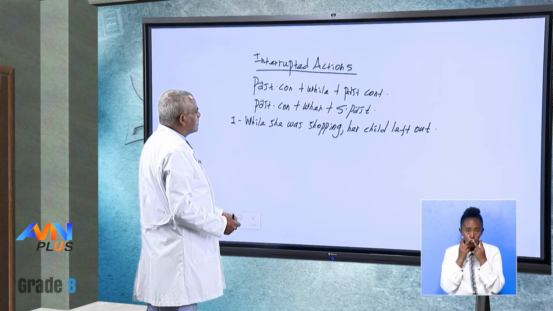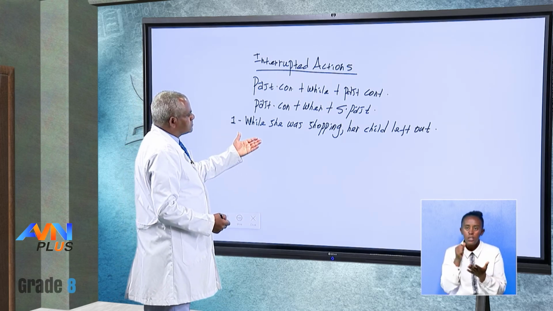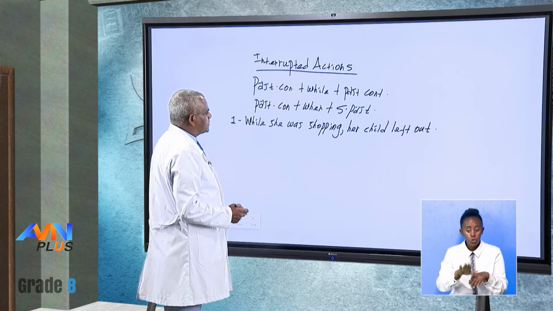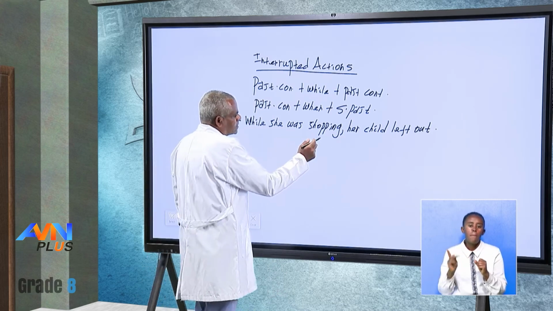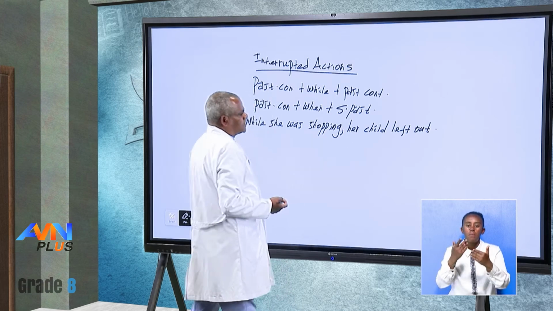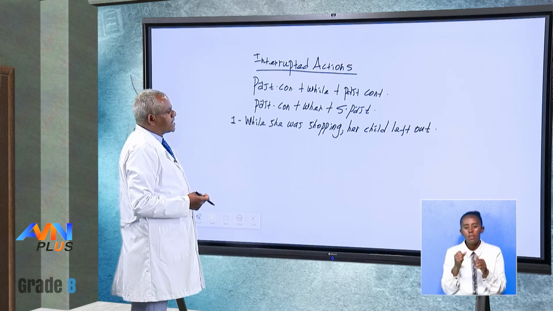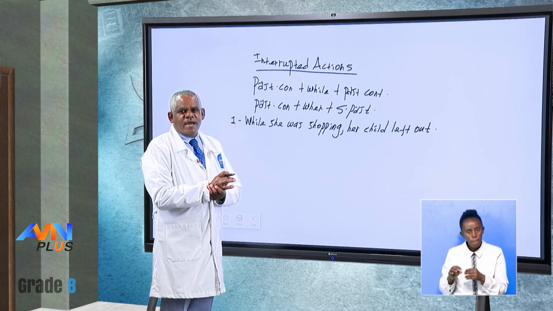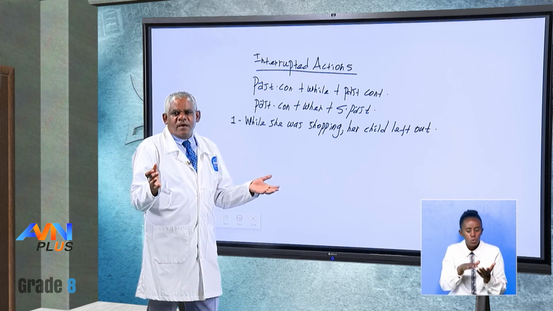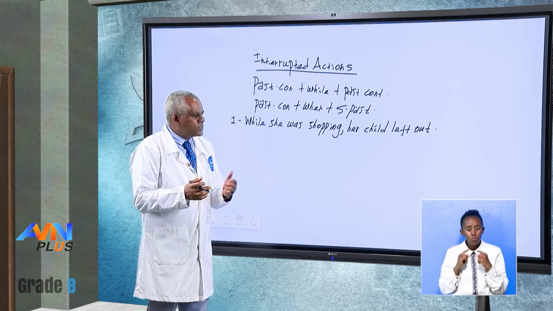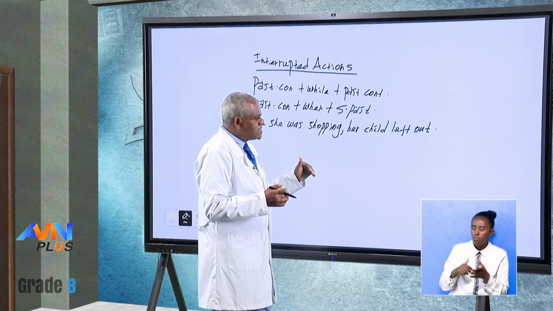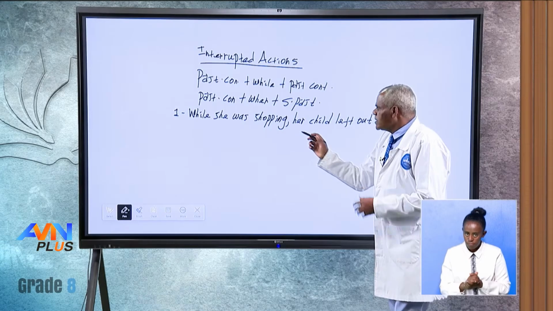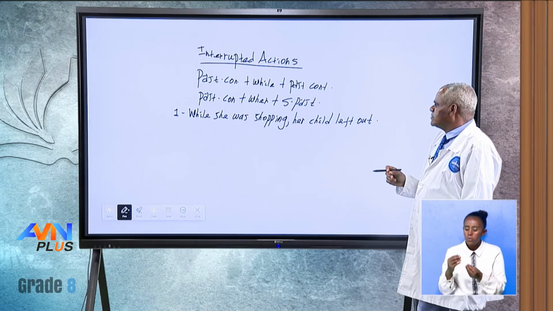You see? While she was shopping, her child left out. Is it possible to use past continuous tense in the case of simple past tense? What makes it an interrupted action? Because she was shopping, she didn't recognize her child was outside the shopping room. Unfortunately, he left out. In such a case, you are welcome to use past continuous tense. Right? While she was shopping, her child left out.